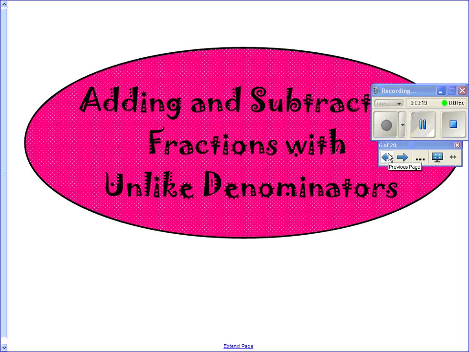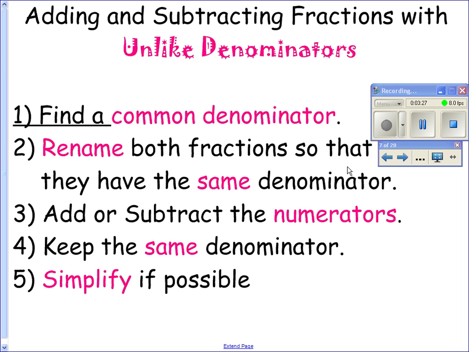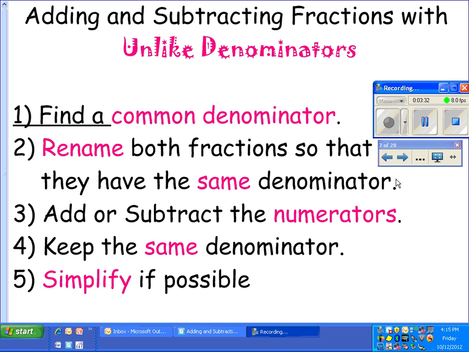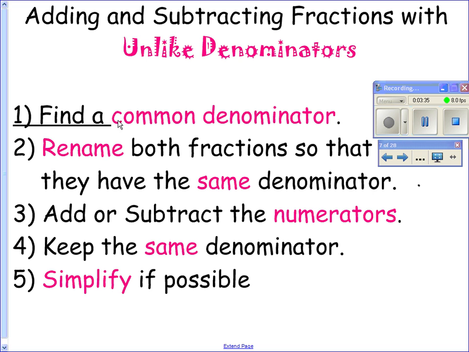Now we are going to get into adding and subtracting fractions with unlike denominators. Okay, so the denominators are not going to be the same. So the first step is to find a common denominator. We're going to use basically what we did with the comparing and ordering. Number 2 is rename both the fractions so that they have the same denominator. So whenever you do that, remember, whatever you do to the bottom, you have to do to the top. Then steps 3, 4, and 5 are just like when you had the same denominator. So you're going to add or subtract the numerators, keep the same denominator, and simplify if possible.